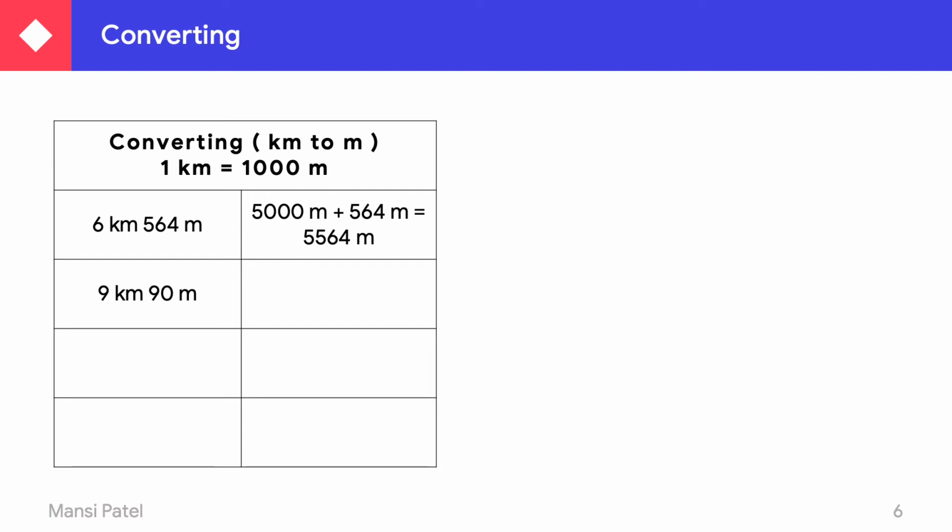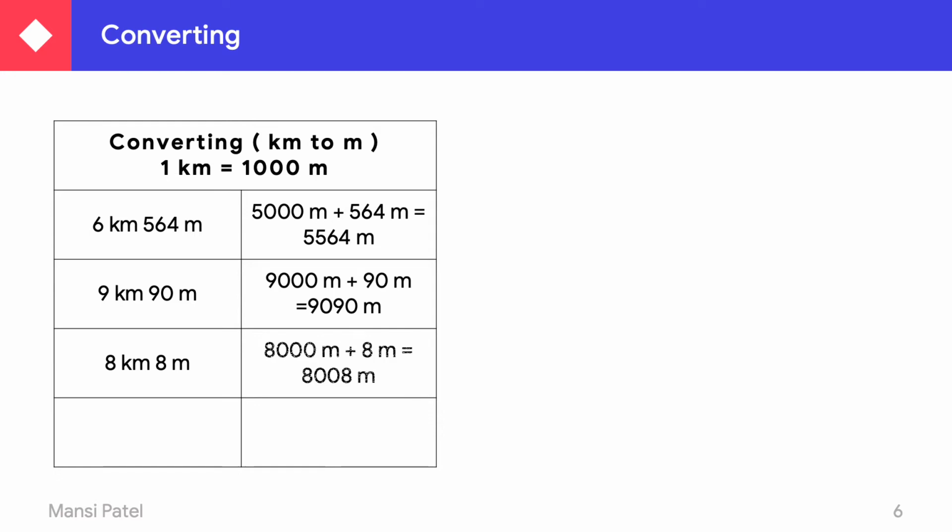Then 9 kilometer and 90 meter. First we convert 9 kilometer into meter. So it becomes 9000 meter plus 90 meter is equal to 9090 meter. Then 8 kilometer, 8 meter. First you convert this 8 kilometer into meter. So it becomes 8000 meter plus 8 meter is equal to 8008 meter.